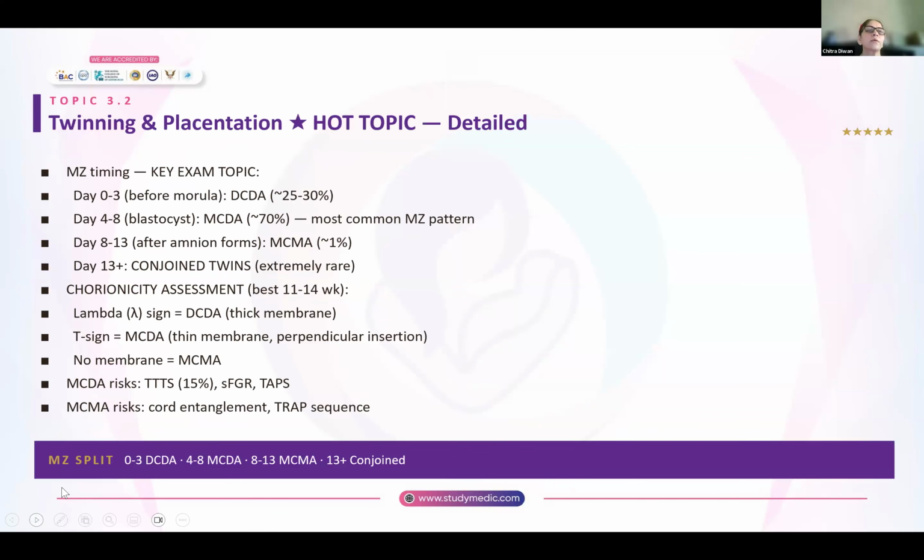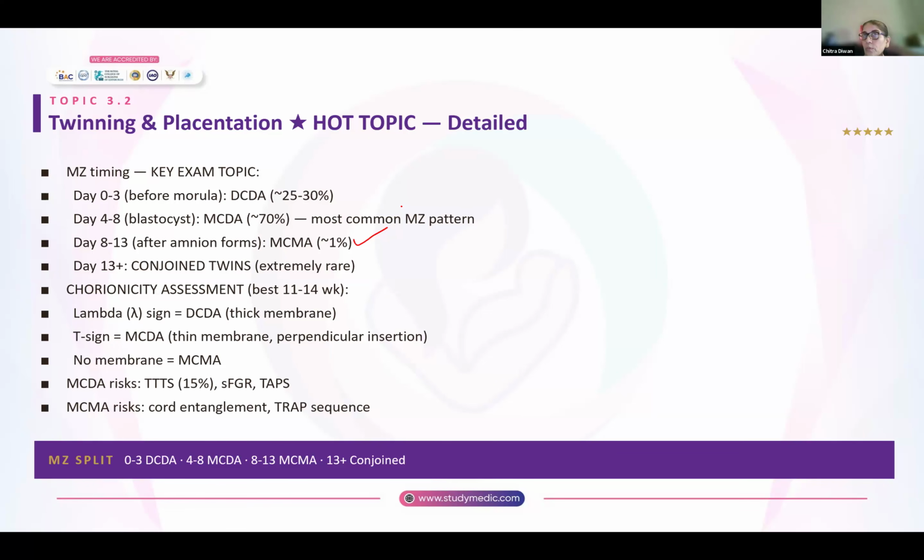So to revise once again, if the splitting occurs between day 0 to 3, you get DCDA twins, which is about 25 to 30%. If splitting occurs from day 4 to 8, you get MCDA twins, which are 70% or more of monozygotic twins. Day 8 to 13, after the amnion is formed, you get monochorionic monoamniotic twins, which are very rare, about 1%. After splitting after day 13, you get conjoined twins, which is again extremely rare.